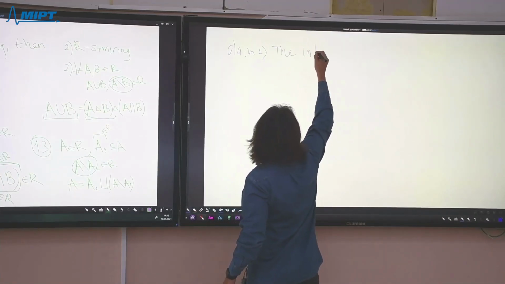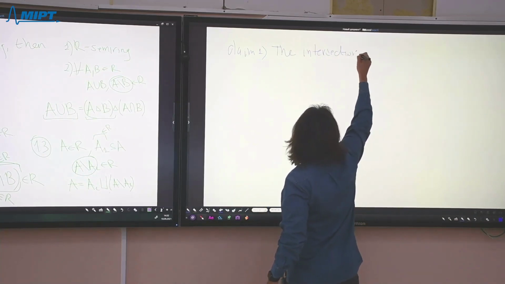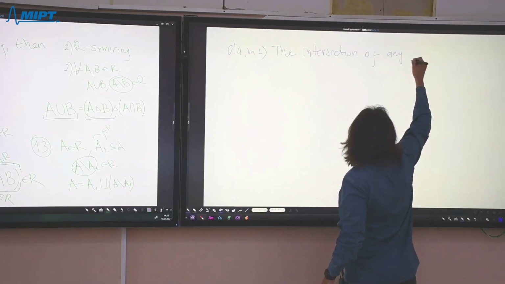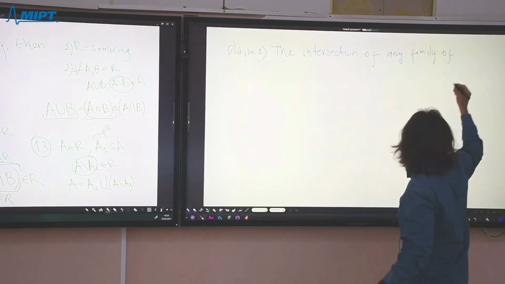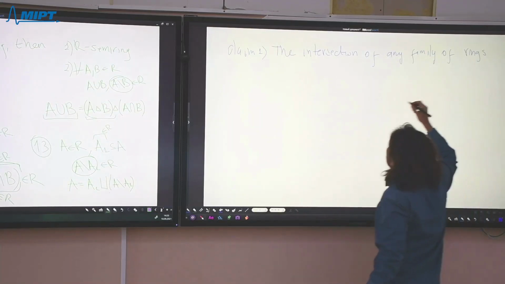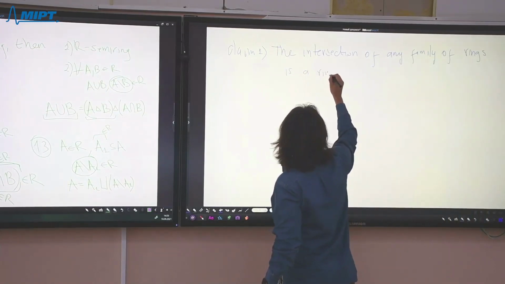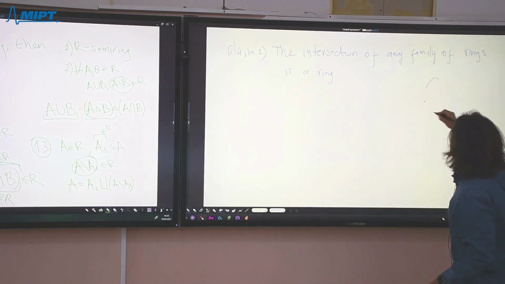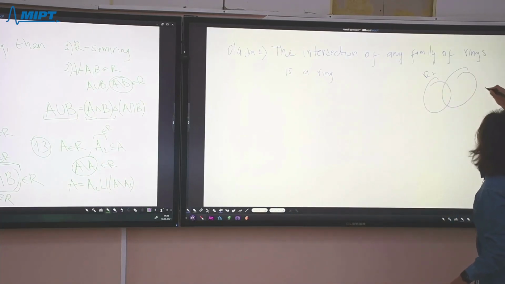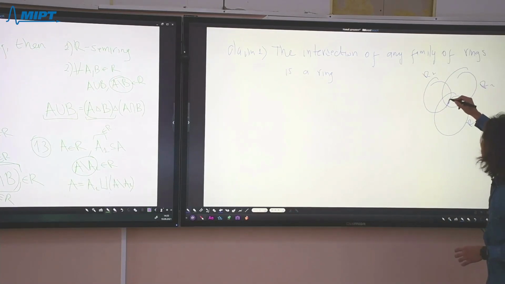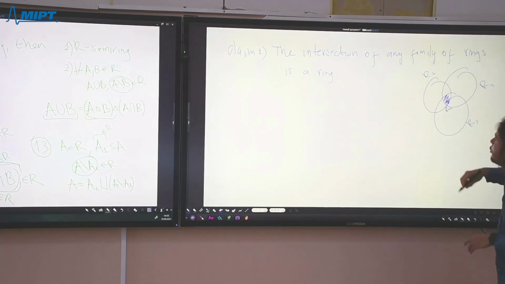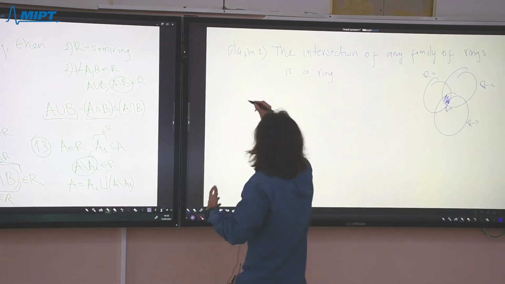The intersection of any family of rings is a ring. So if we have R1, R2, and R3, imagine that we have three rings, then the intersection R4 is also a ring. All of this we should prove, but we are not going to prove it. Okay, just like that.